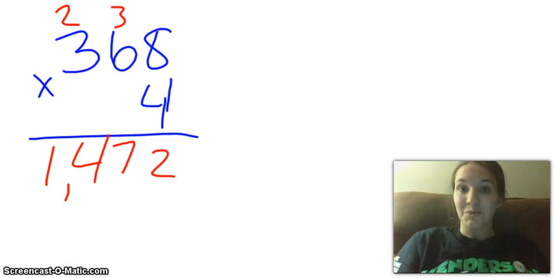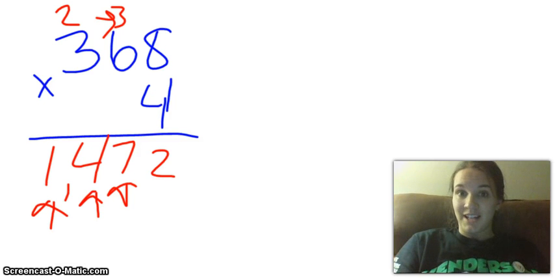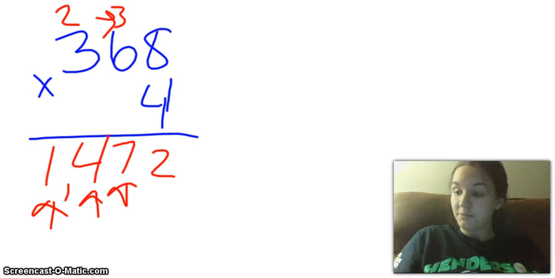So this is an example where I didn't draw my arrows and I didn't draw any signs of regrouping. So hopefully you were able to understand the process as to why I was regrouping that 3 and why the 4 and the 7 and the 1 went in the places that I put them in. I hope you have an understanding of 3-digit and 4-digit multiplication.